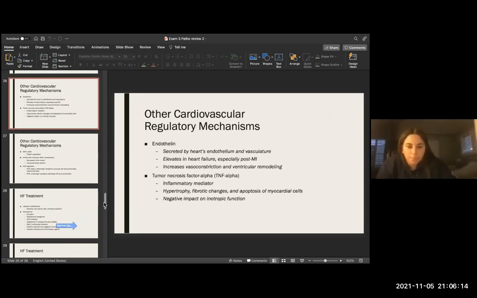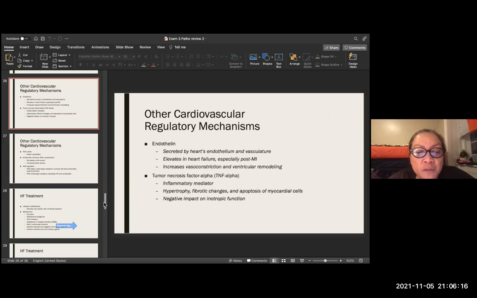You already know this, the endothelium and the vascular and tumor necrosis factor. Tumor necrosis, these are just tumor markers. You know tumor markers? So they will be tumor necrosis factor alpha. These are mediators, they are factors. So in case there is hypertrophy, fibrotic changes, apoptosis or cell death of the myocardial cells, then there is the presence of tumor necrosis factor alpha.